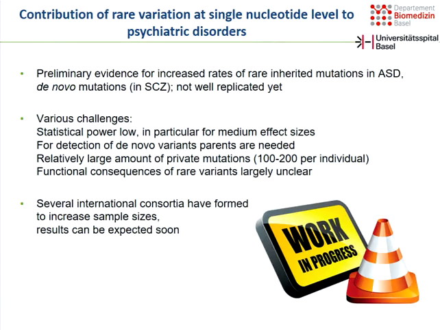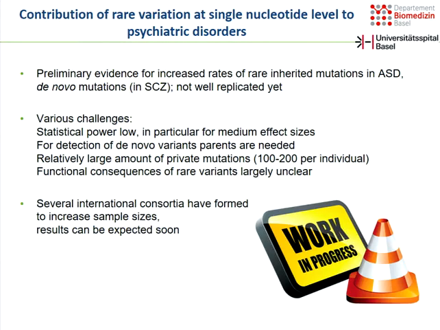Now, the contribution of rare variation at the single nucleotide level, so that's what we find when we do genome or exome sequencing, is still work in progress. And there are some preliminary findings, in particular in autism spectrum disorder or in schizophrenia, showing that there are rare inherited or de novo variants. De novo are mutations that occur newly in an individual, so that are not inherited from the parents. So de novo mutations are associated in particular with schizophrenia, but they are not well replicated yet. So we have to wait until we make final conclusions here.